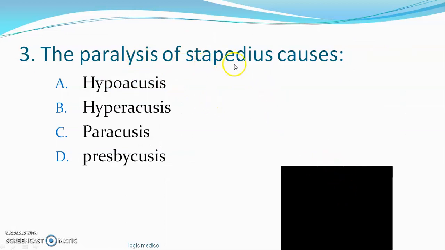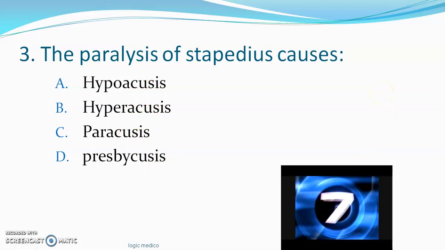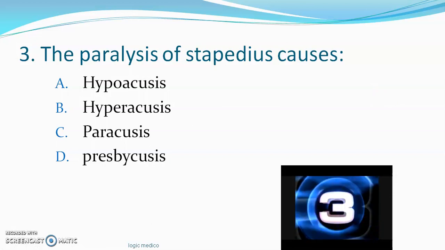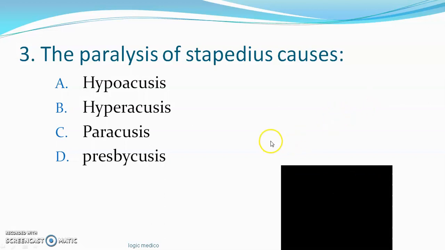The paralysis of stapedius causes: hypoacusis, hyperacusis, paracusis, presbycusis. Your time starts now. The answer is hyperacusis. If you ask why, hyperacusis means the person hears much louder; even if I speak in a low tone, the patient hears it in a high tone. Why that happens, we'll see.